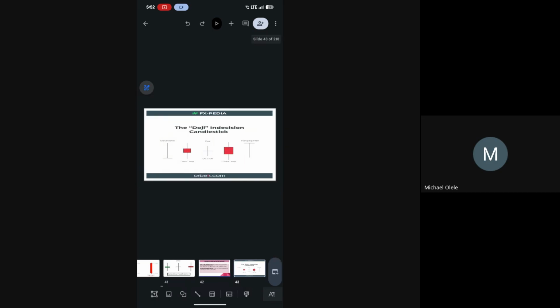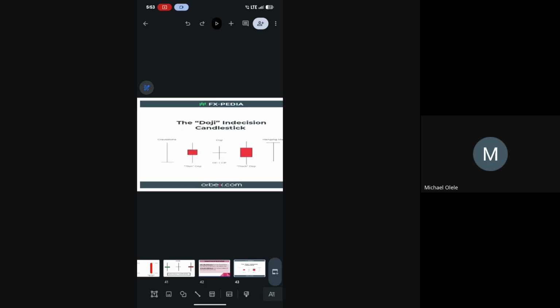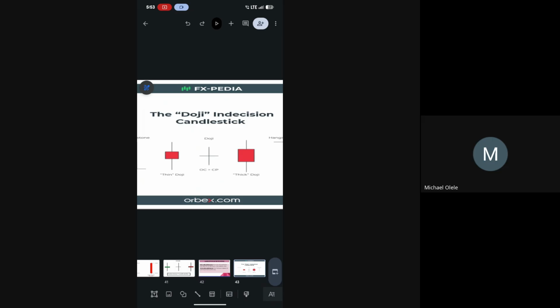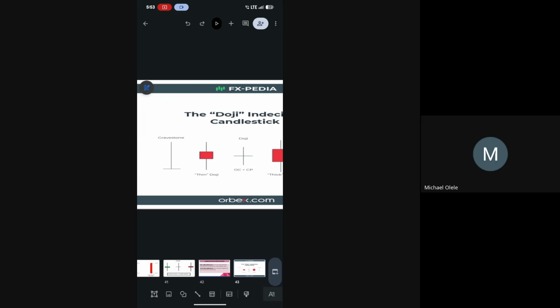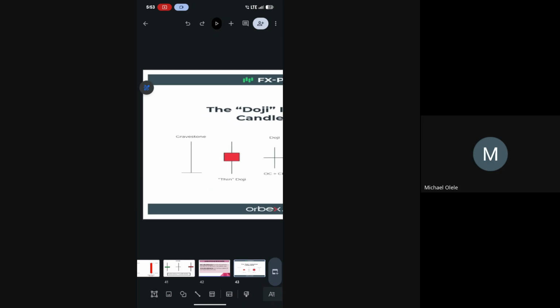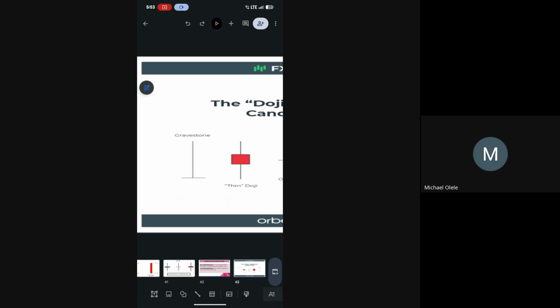Okay, next we have types of doji candle. I call it types of doji candle because we don't just have one type of doji candle. If you look at what we have right here, we have the doji indecision candlestick, and you can see that we have several of them. Okay, now let me start from the one on the left hand side. We have the gravestone.